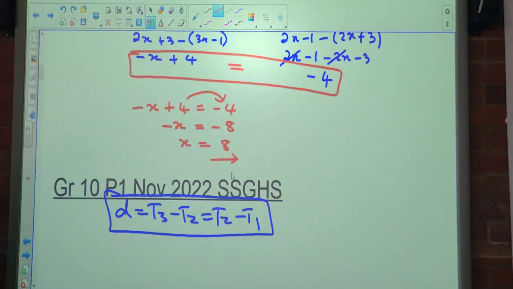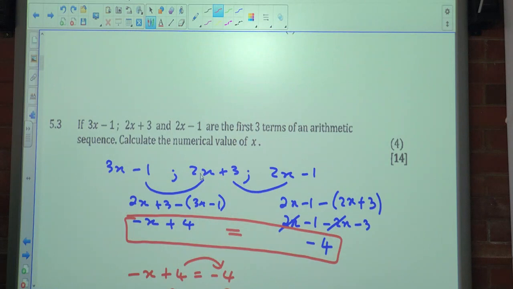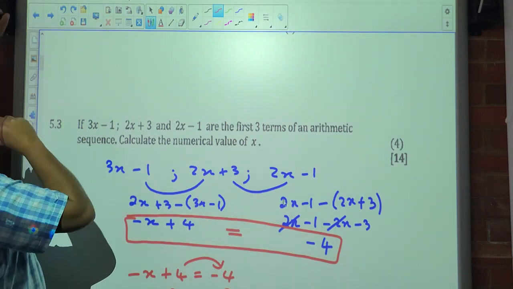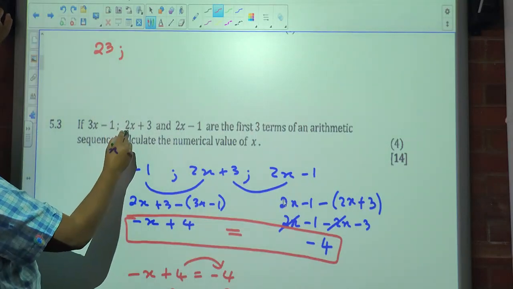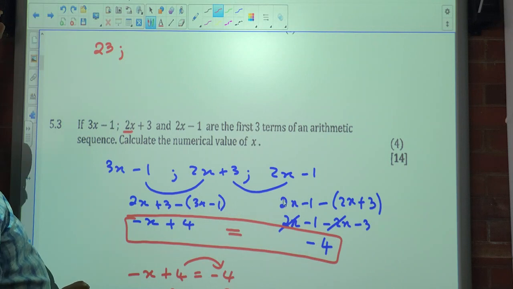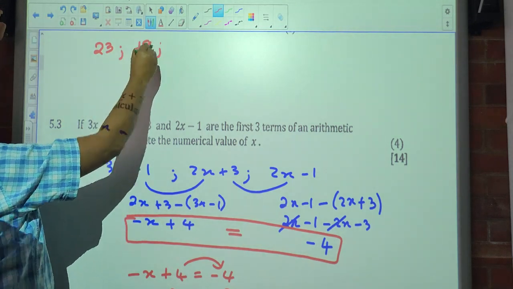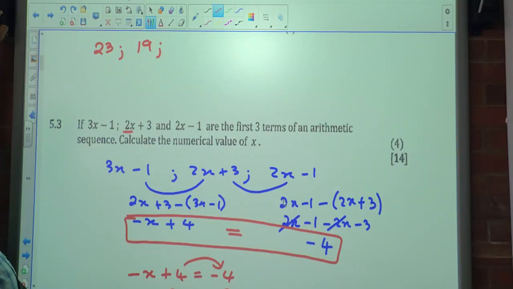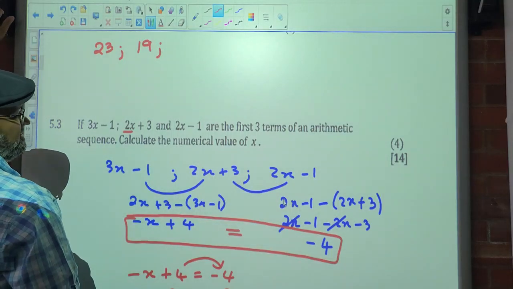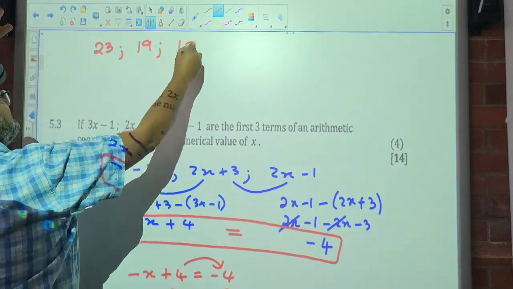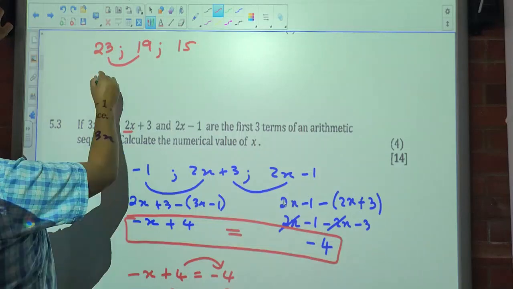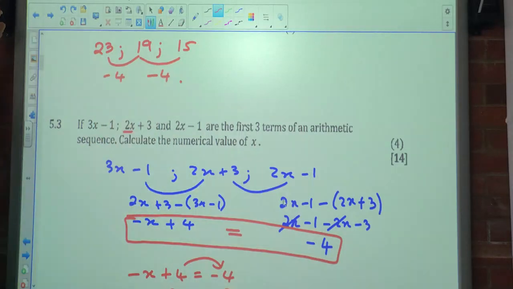And people, the nice thing about these sums, you can test it. We're saying x is equal to 8, not so. What's 8 times 3? 24 minus 1? 23. 8 times 2? 16. 16 plus 3? 19. 2 times 8 minus 1? 16 minus 1? 15. How do we move from one term to the next? Minus 4. Minus 4. Which makes it, of course, an arithmetic progression. You guys understand?